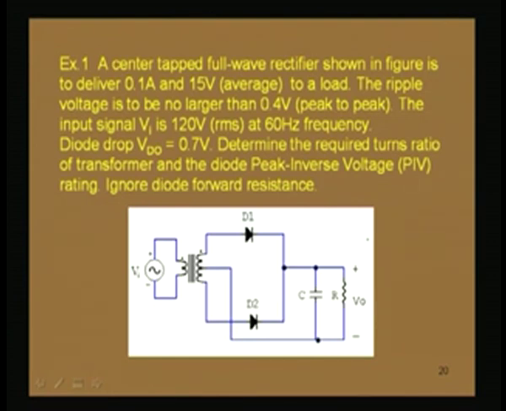Now, the input signal Vi is 120 volt RMS at 60 hertz frequency, and the diode drop is given as 0.7 volt. Now, you have to determine the turns ratio of the transformer and the diode PIV. You have to ignore diode forward resistance. So, to solve this problem, let us draw the circuit again.